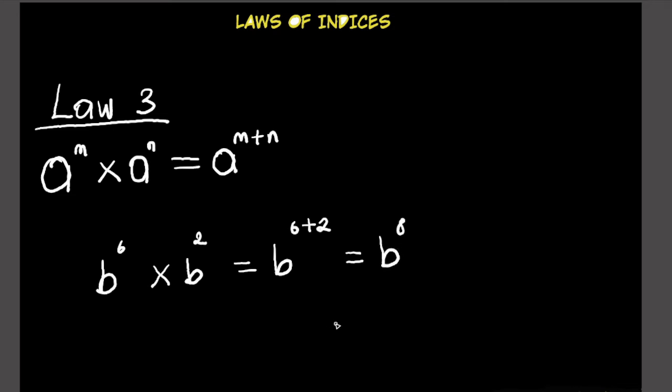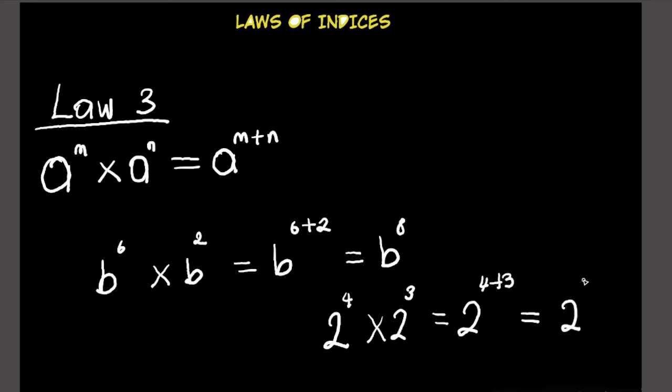If we had 2 being raised to the 4th power being multiplied by 2 being raised to the 3rd power, it would be equal to 2 being raised to the 4th power plus the 3rd power, which would be equal to 2 being raised to the 7th power. Now let us move on and look at the 4th law.